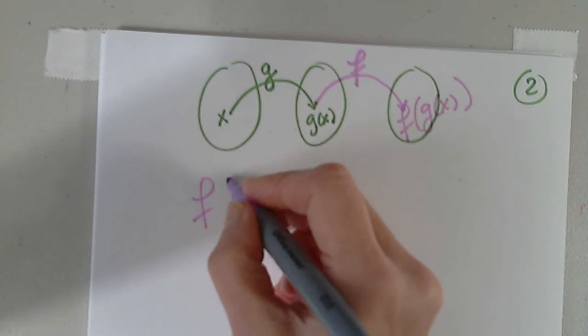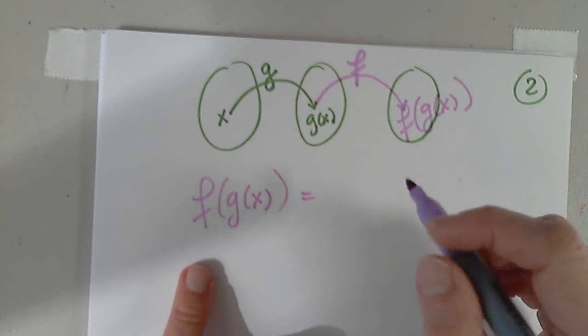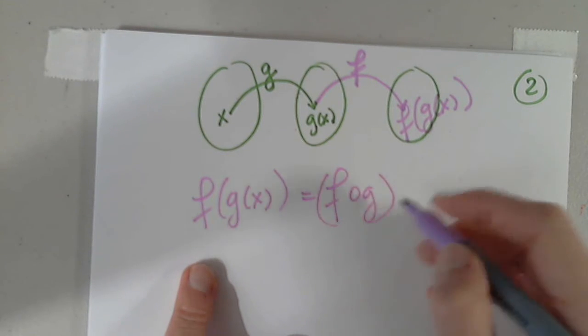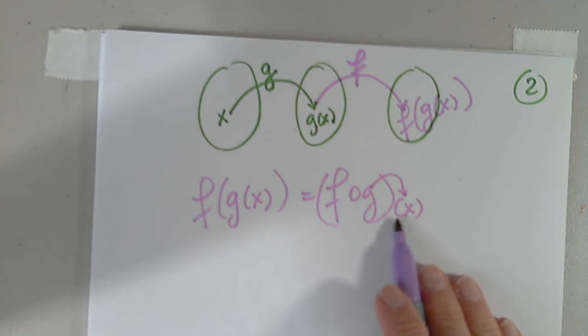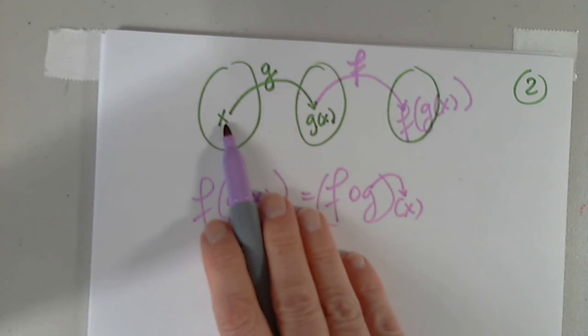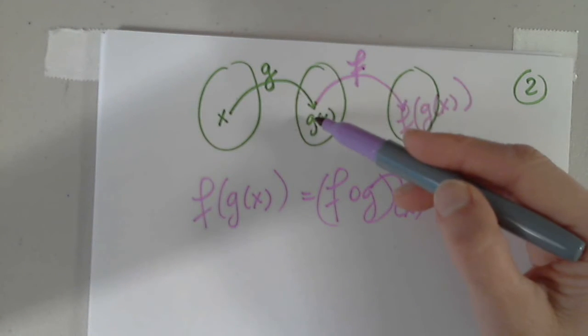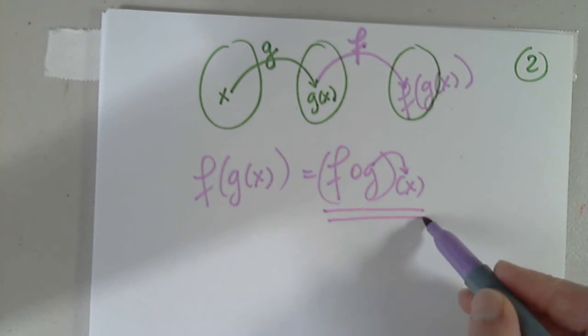So f of g of x is the notation, careful, f comp g. g was the first function, the closest to x, the first function applied, and to g of x a second function was applied, and we get f of g of x, which is f comp g.